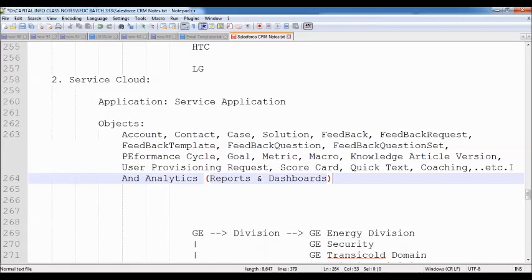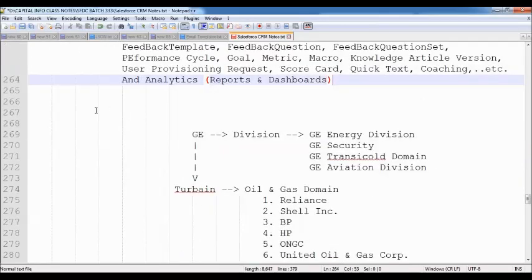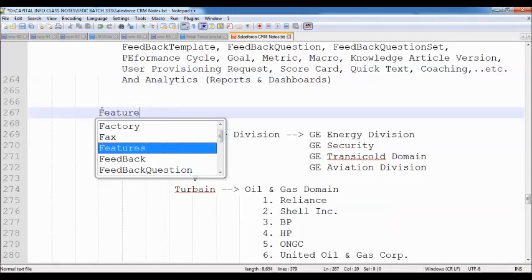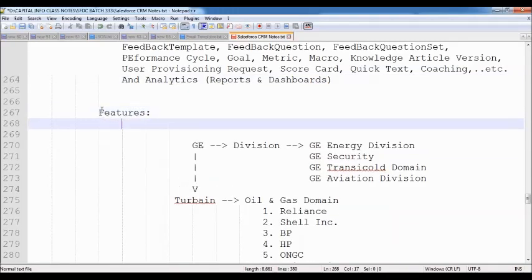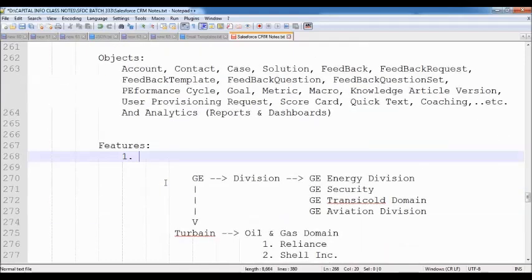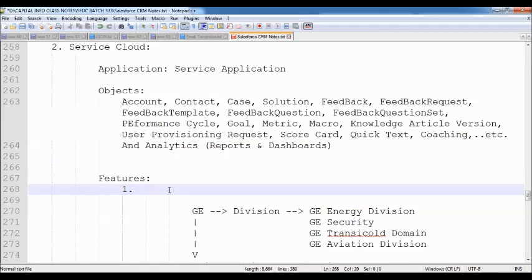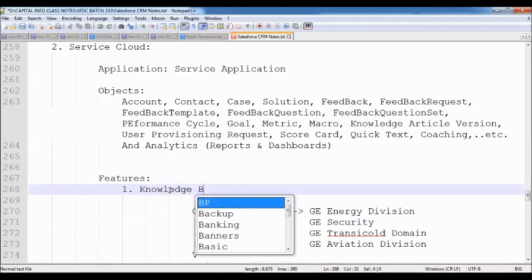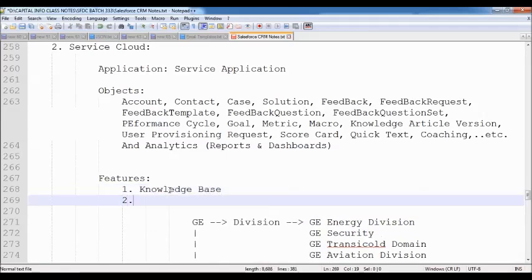Now, as part of the Service Cloud, Salesforce is not only giving the service application, Salesforce has given a few more additional features also. What are those features? Few more additional features have been given by Salesforce as part of this service application. The first feature is called knowledge base.